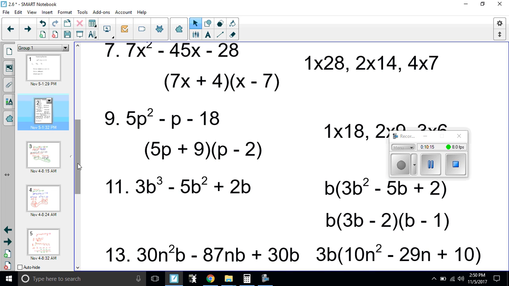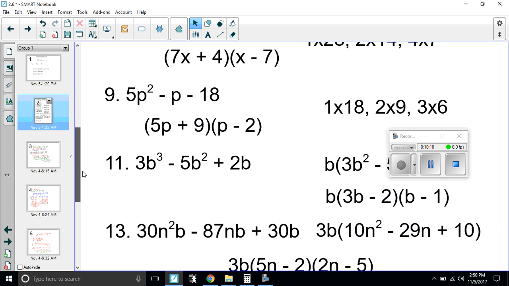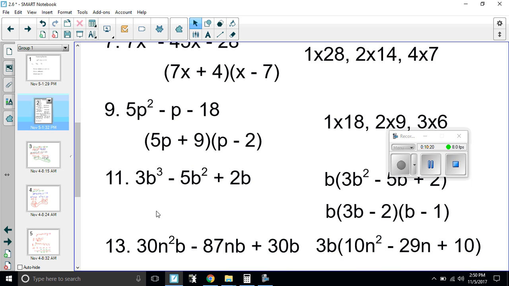13, same scenario. We have to take out the greatest common factor. What's nice a little bit about this, so we're not trying to write my factors of 30, is that this does again have a greatest common factor, and it is again b, but also it's a 3 because I can divide each of those coefficients by 3 and get a whole number or an integer. So when I factor out the 3b, I'm going to be left with 10n squared minus 29n plus 10, and then we can factor that quadratic expression.